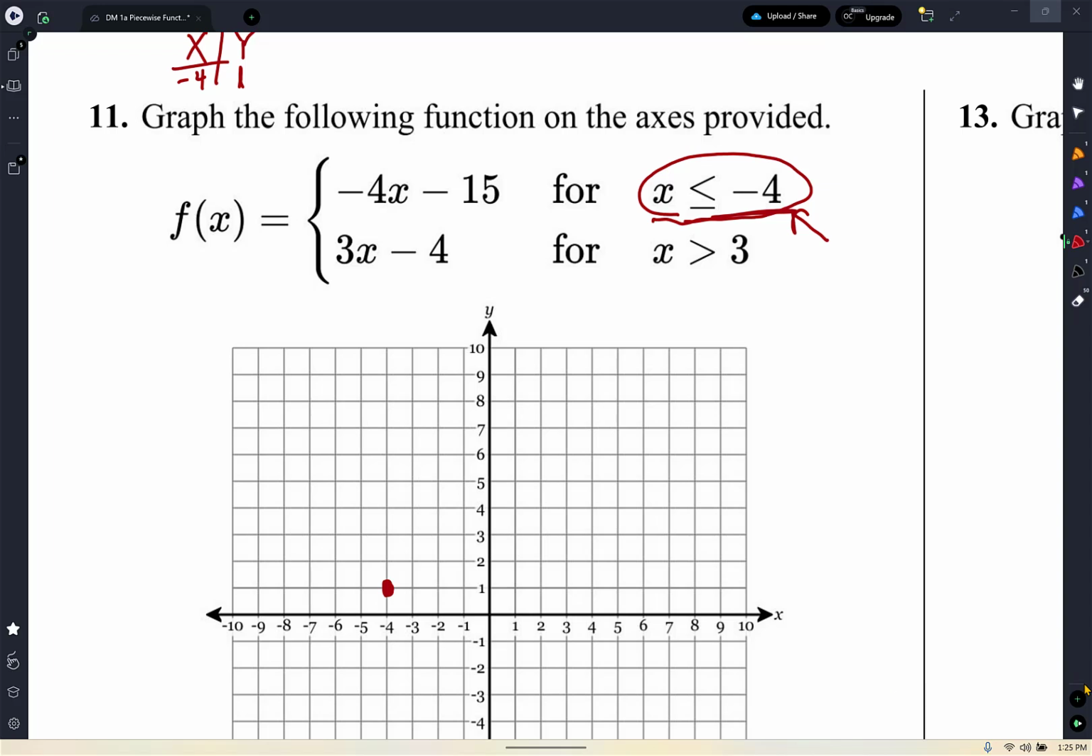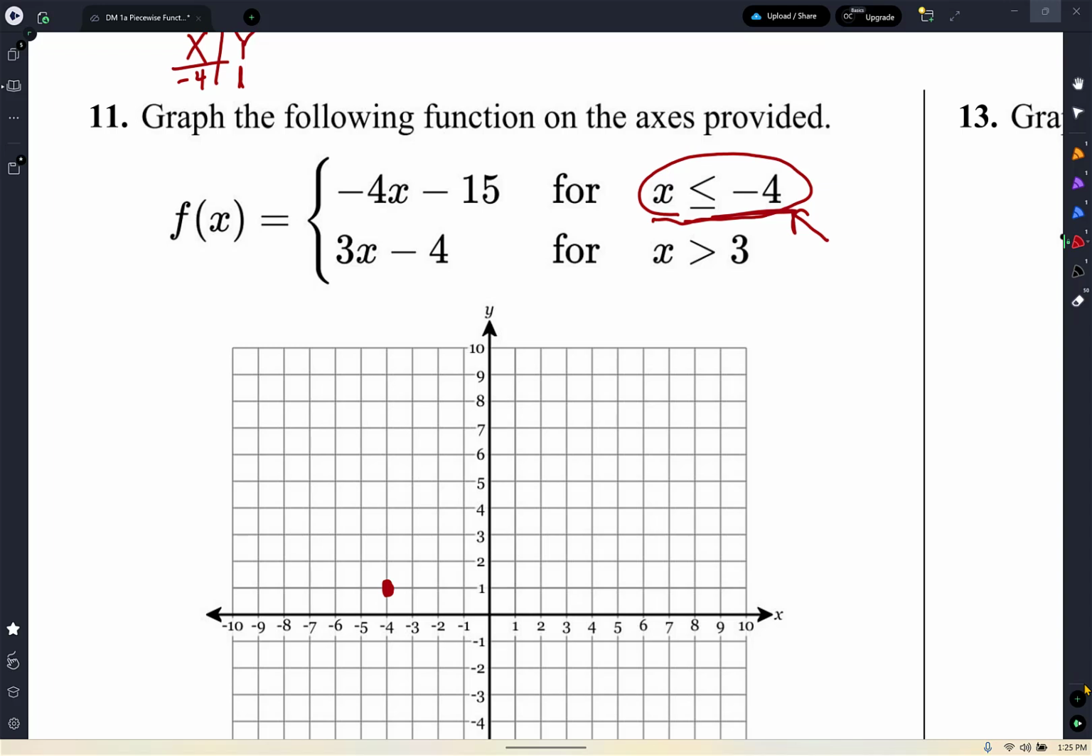Okay, now look what it says. Don't write this down, just listen right now. It says x less than or equal to -4. So I'm not defined for values to the right of -4. This curve is just defined for values to the left of -4. Does that make sense? So from that point, look at that slope.